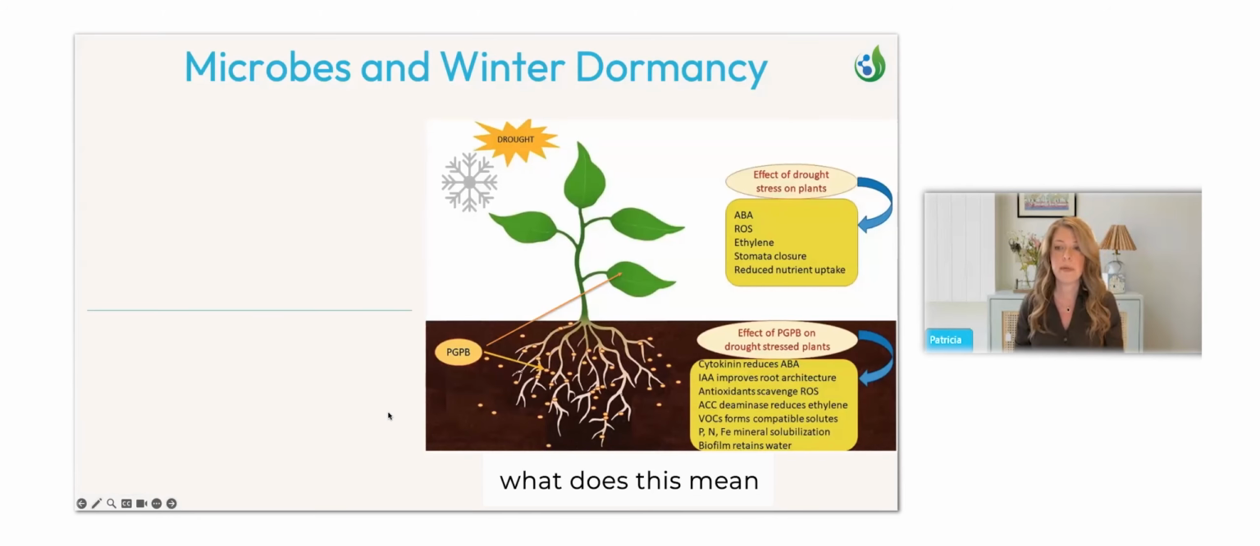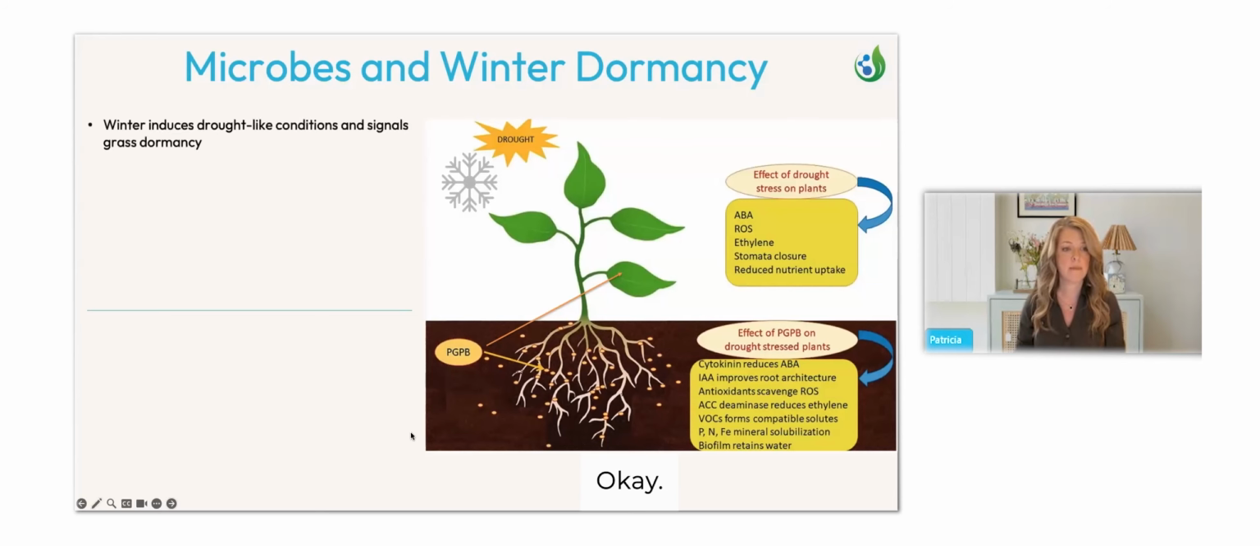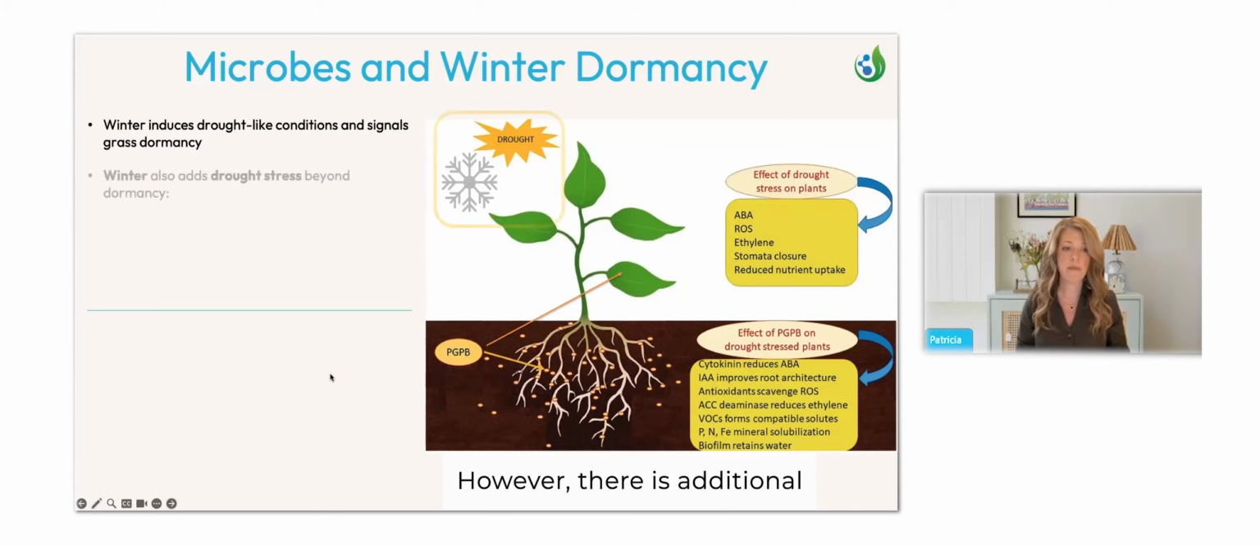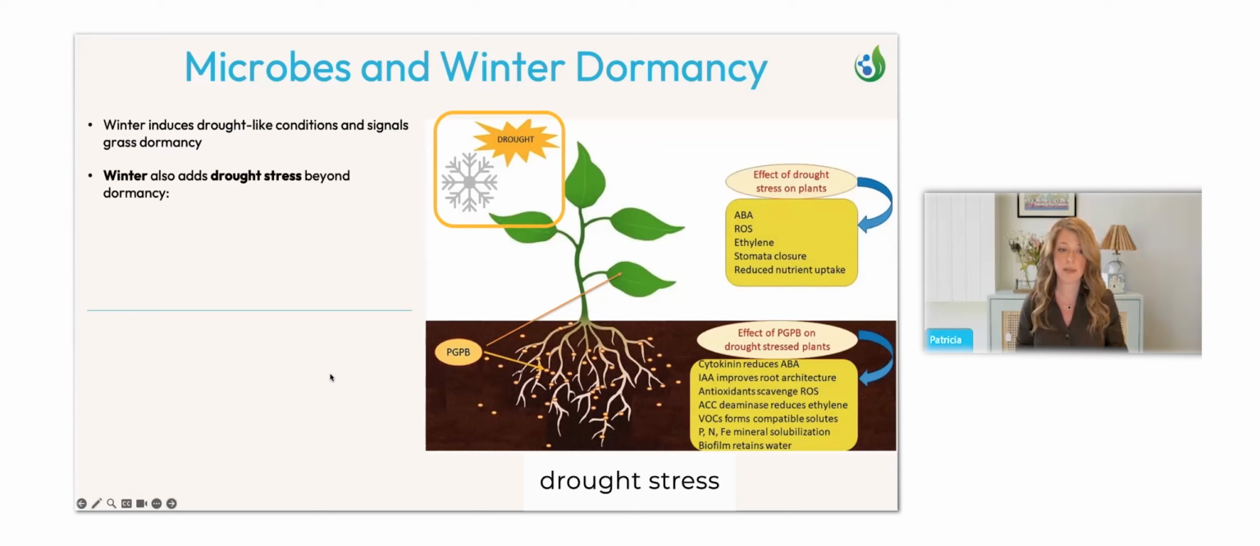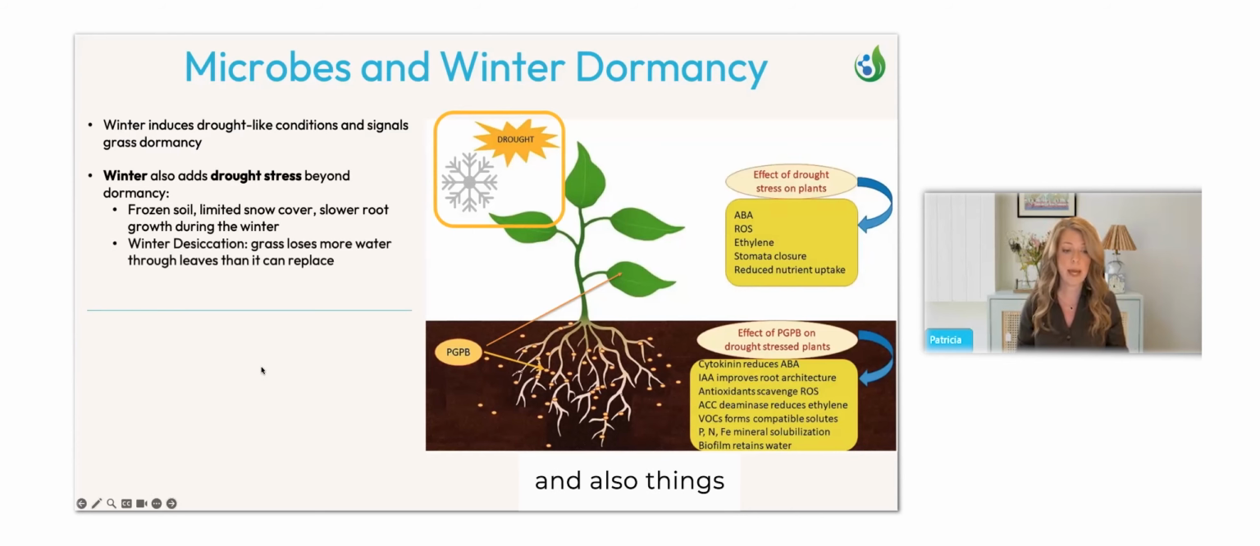Okay, so what does this mean for winter dormancy? Winter induces a drought-like condition. It's mild and it signals grass dormancy, so that's a necessary drought condition. However, there is additional drought stress that can happen beyond dormancy, and this is where sometimes you might see your grasses are affected. Things like frozen soil, limited snow cover, or slower root growth during the winter, and also things like winter desiccation, so your grass might lose more water through leaves than it can replace.